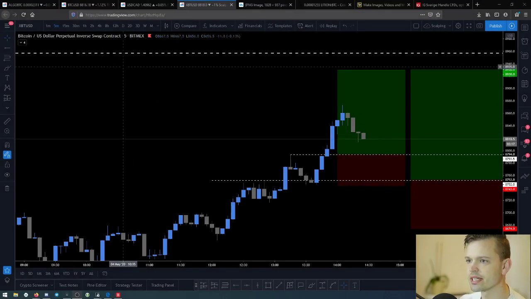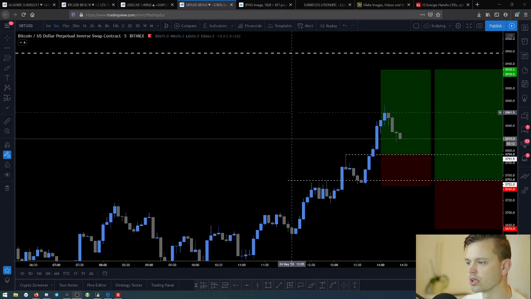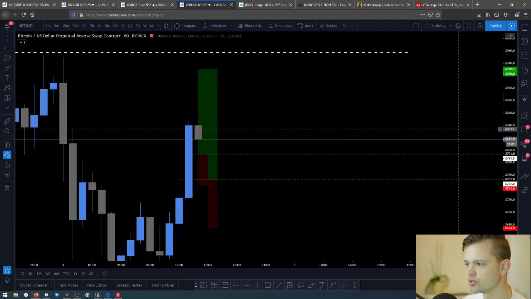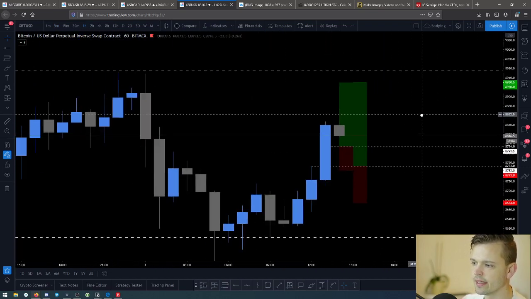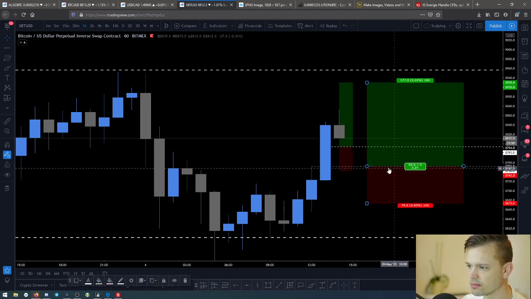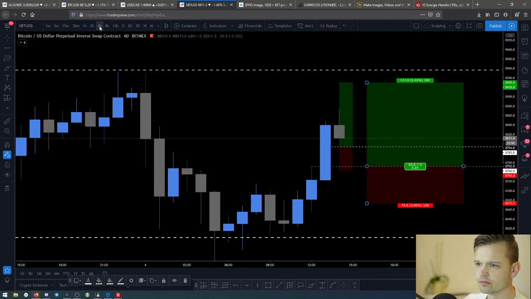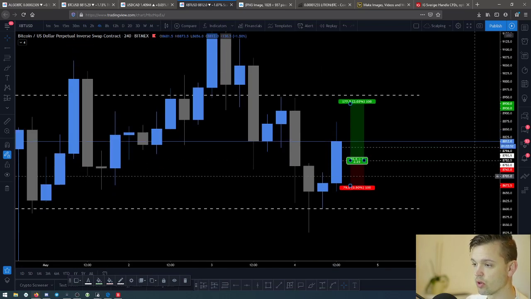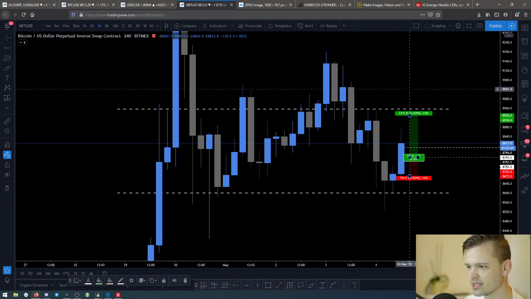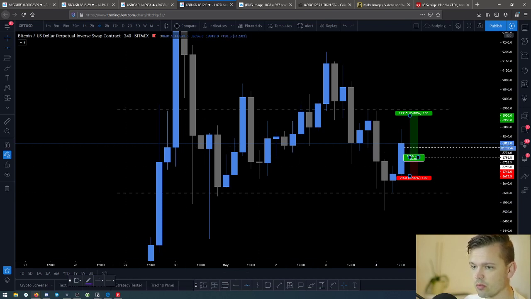Alright, so here's the idea I got on XBT USD. So it's a leverage long obviously on BitMEX. So let's first take a look at the hourly chart here to show you the whole thought process behind this one. So let's go back to the 4 hour first. I'm gonna try to do this as quickly as possible because obviously it's happening right now.